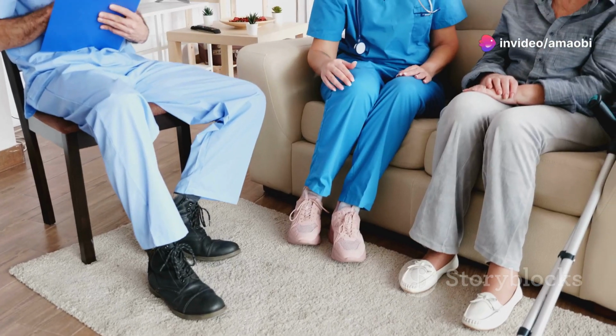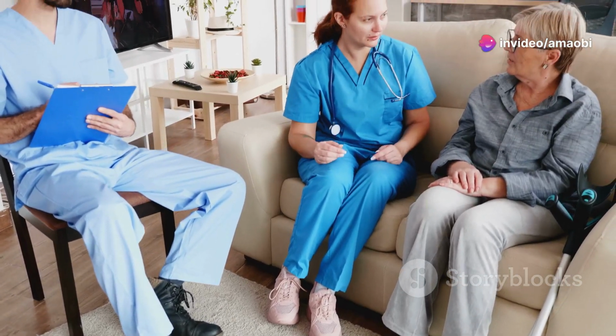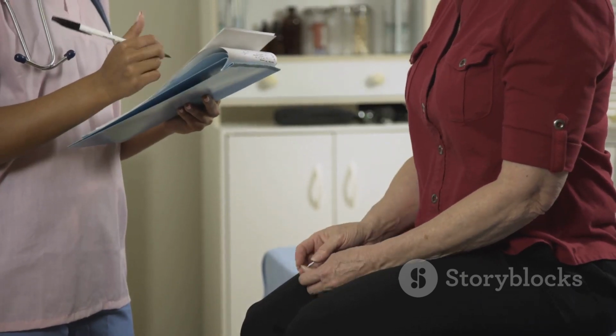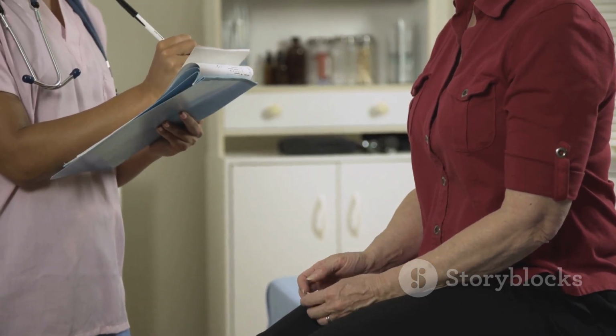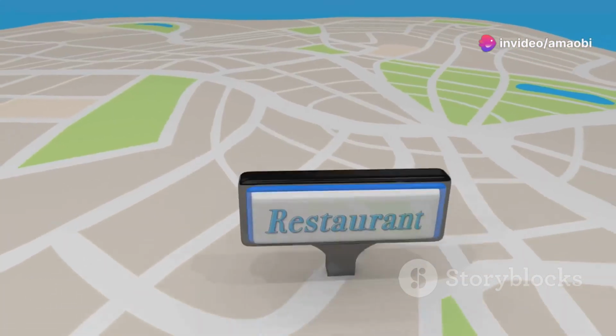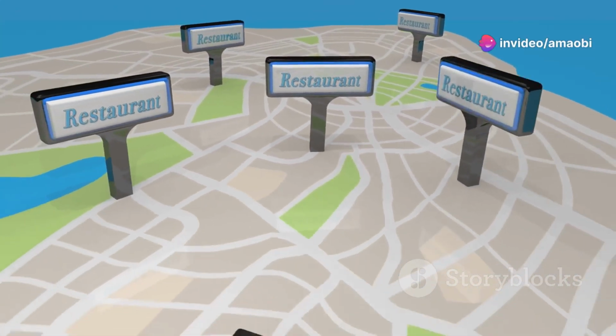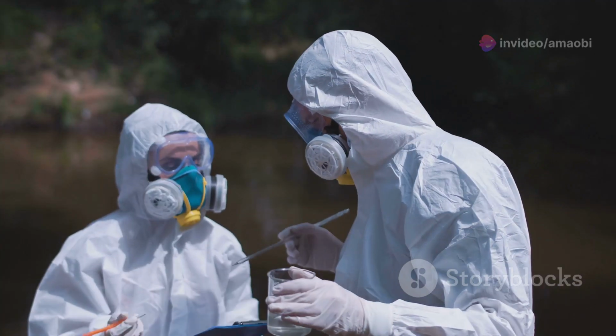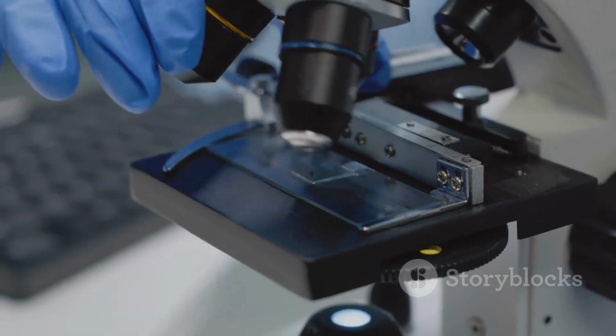First, we create a case definition based on the symptoms. Then we interview sick people about what they ate, where they ate it, and when they got sick. We collect data, analyze it, and create maps to look for patterns. Let's say we notice that most of the sick people ate at the same picnic and all enjoyed the potato salad. We investigate the potato salad and find a nasty bacteria.